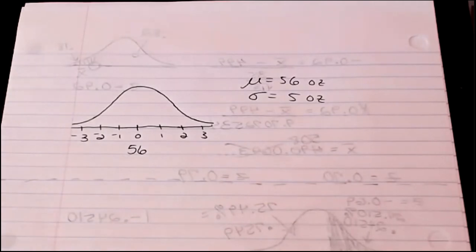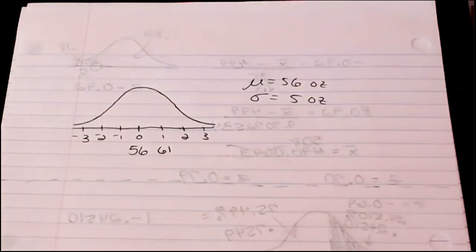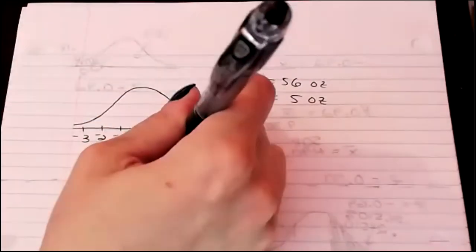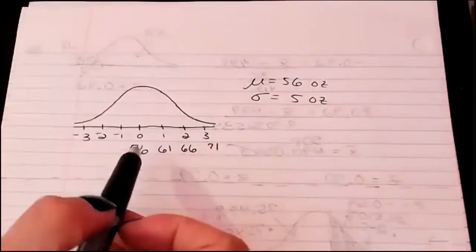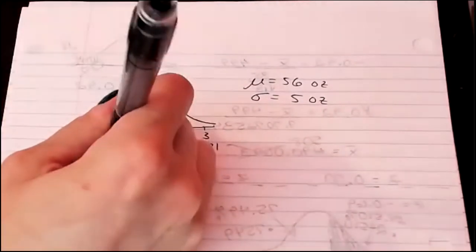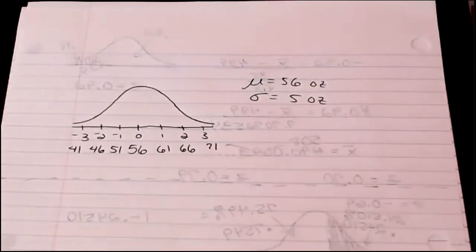One standard deviation above would be 56 plus 5, which is 61. Two standard deviations above would be another 5 added to that, so it's 66. And another 5 added to that is going to be 71. So far, so good? Yeah. We're going to go the opposite direction. So 56 minus 5, that's going to be 51. 51 minus 5 is going to be 46. And then 46 minus 5 is 41. So now I see the range of values here for my particular distribution.